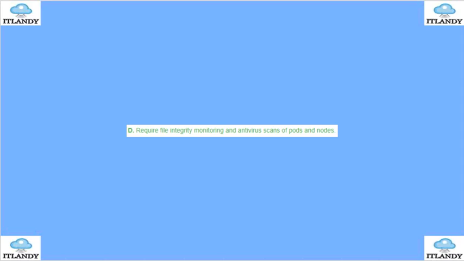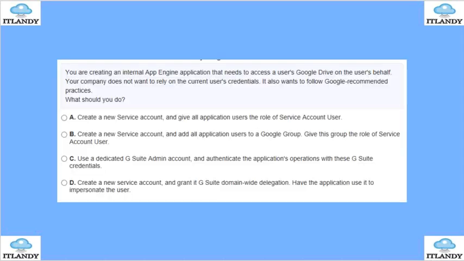The last question for this part is: you are creating an internal App Engine application that needs to access users' files on Google Drive on the users' behalf. Your company does not want to rely on current user credentials. It also wants to follow best practices from GCP. What should you do?